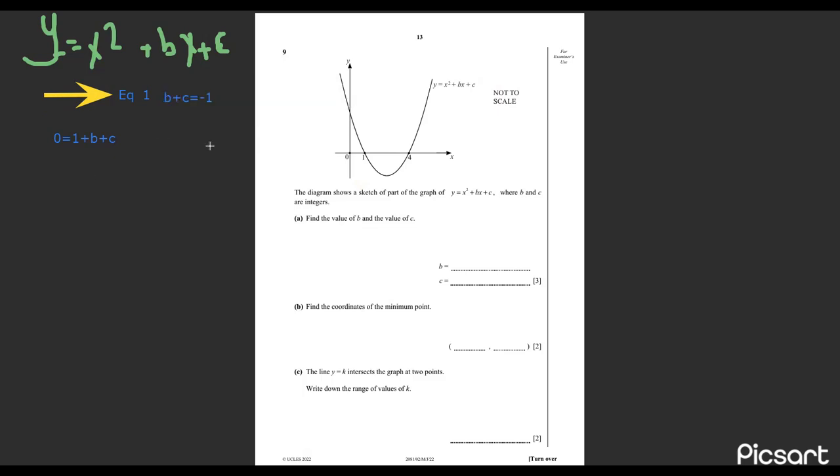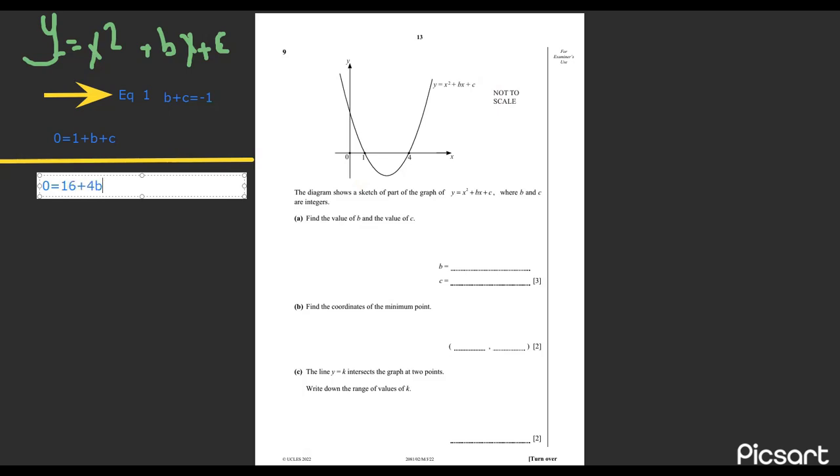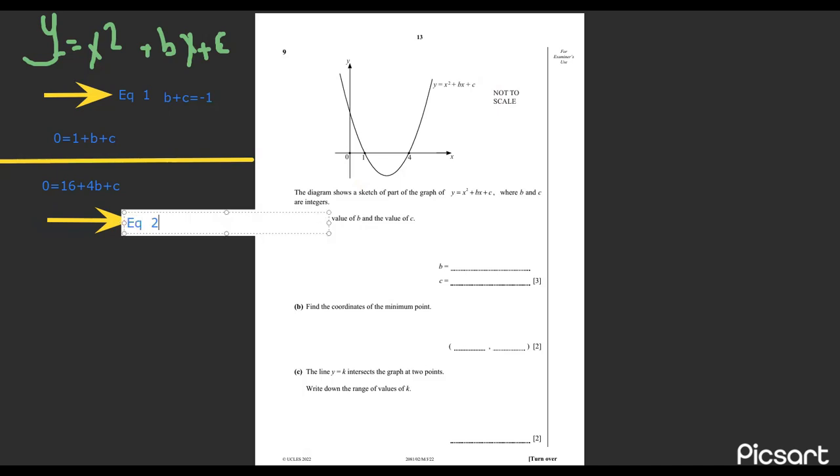Okay, let's make equation 2. In equation 2, we're going to put 4 instead of x. So here would be 4 squared plus 4b, and also we equalize it with 0. So 0 equals 4 squared, which is 16, plus 4b plus c. Then we're going to take this 16 and move it with a negative. So equation 2 will be 4b plus c equals -16.